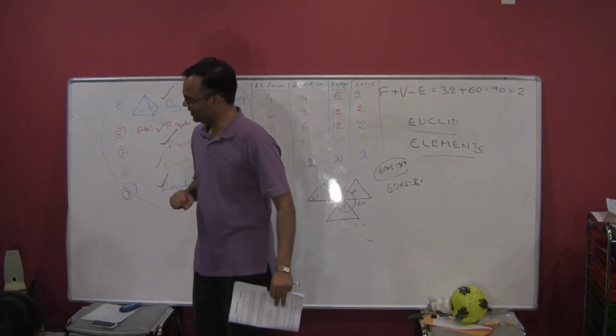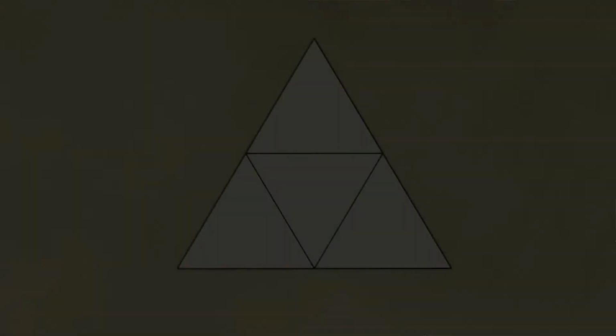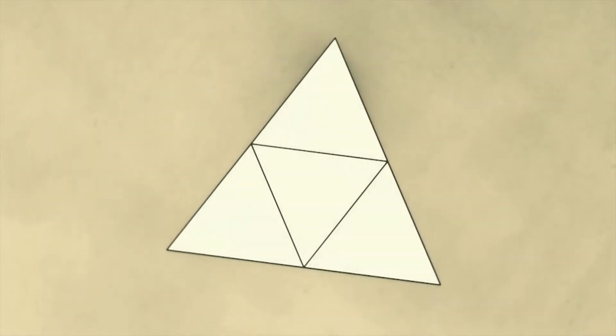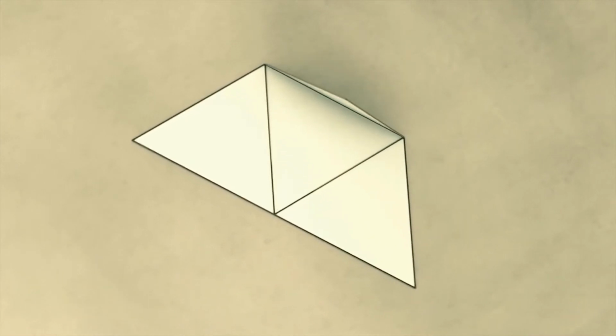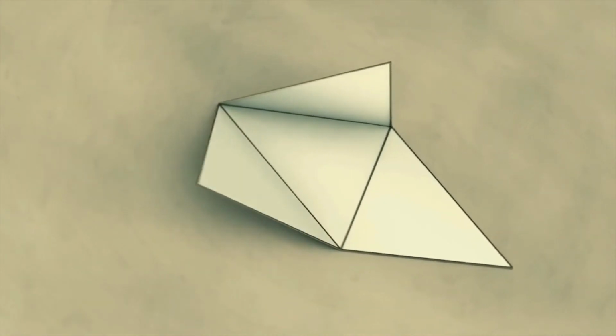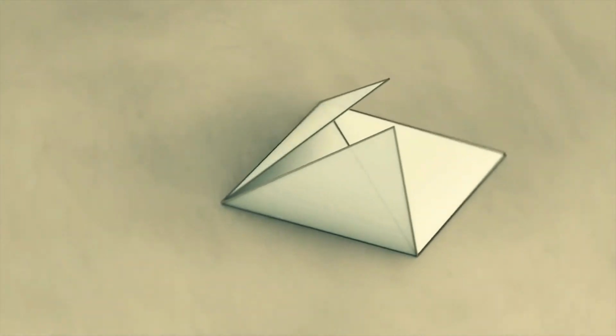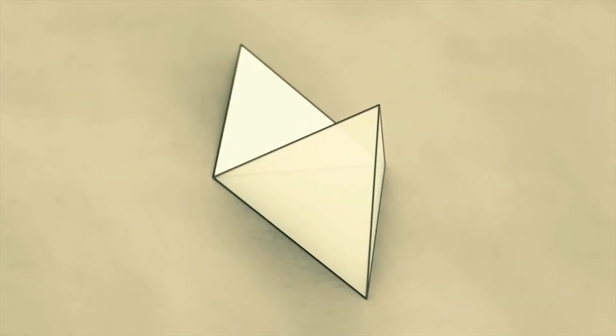So let's replay. This will be a tetrahedron. How to make a tetrahedron? This is also relatively easy. Once you have the net, you fold 3 of the triangles and then glue it together. Right? That's the net of the tetrahedron. Fold 3 of the triangles. That's right.